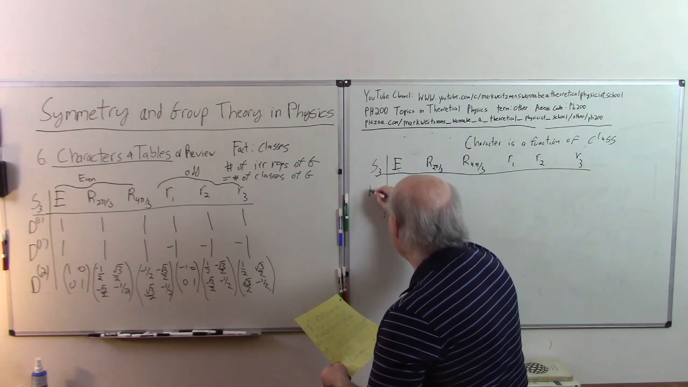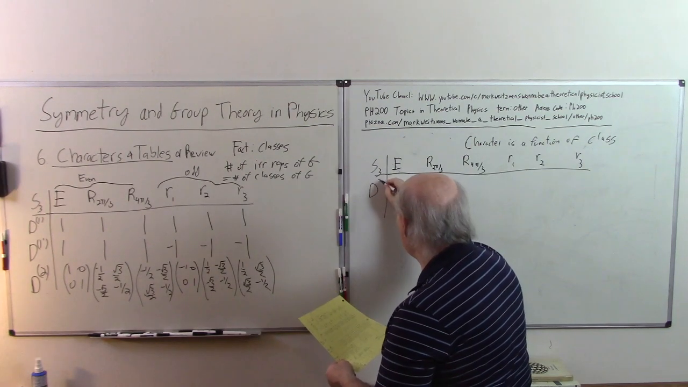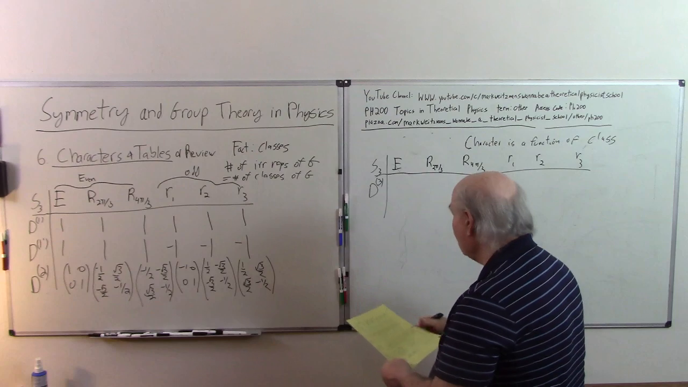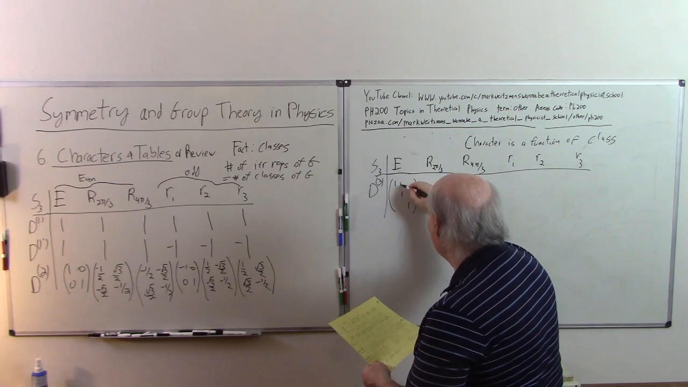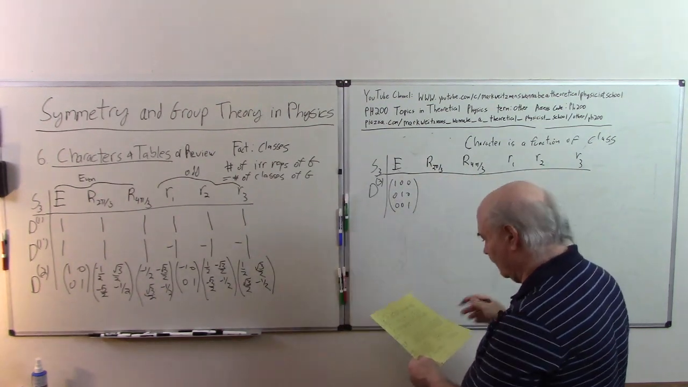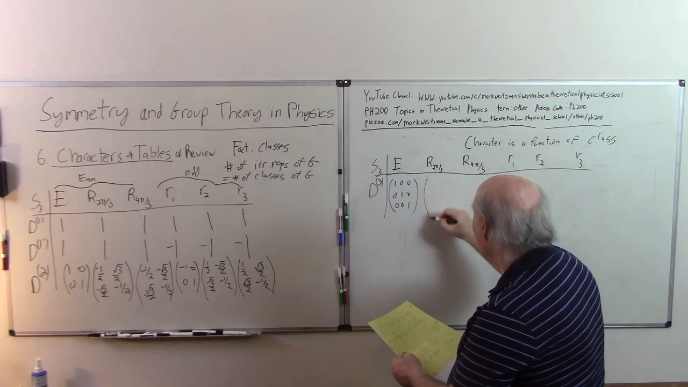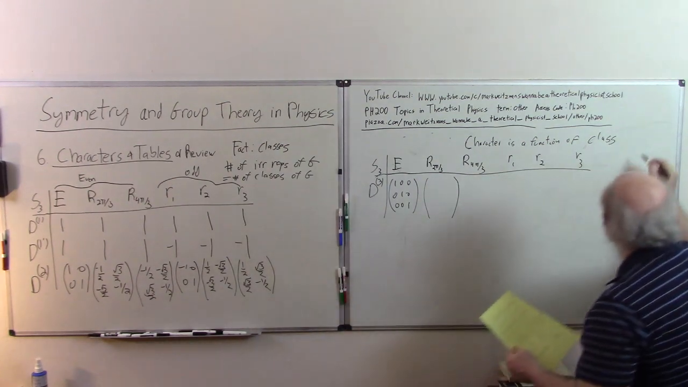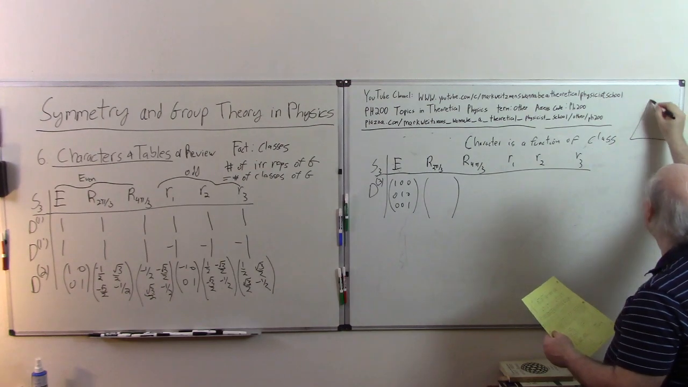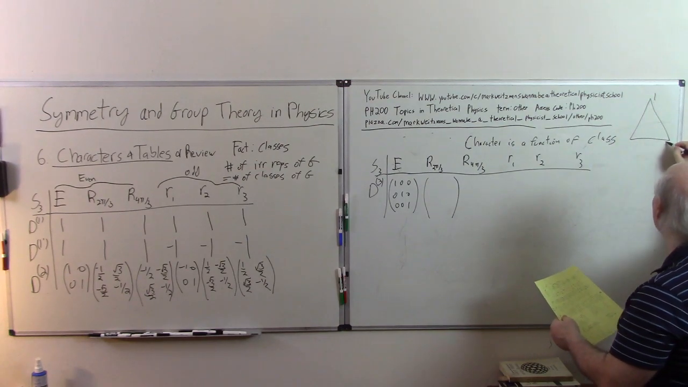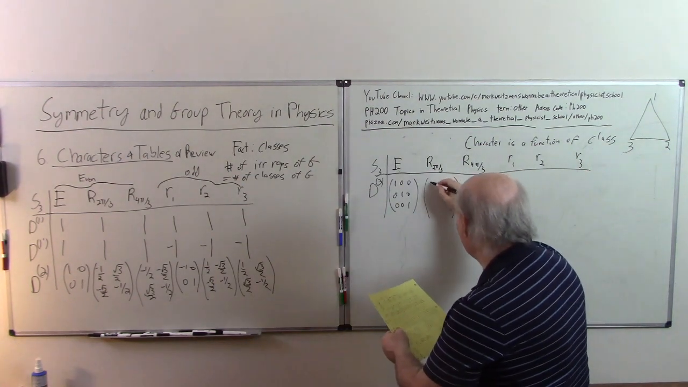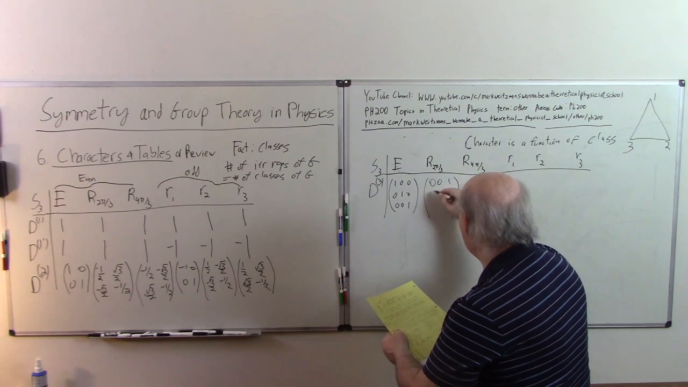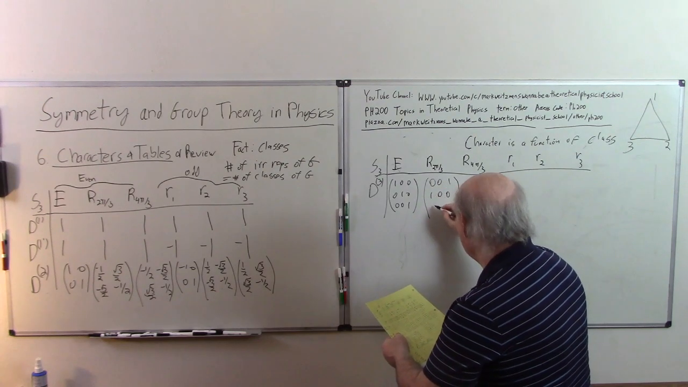Now I'm going to do the defining representation. I'll call it D3. Here we're going to have 3-dimensional matrices. As always, the identity gets the identity matrix. But now, I'm going to keep that triangle here, 1, 2, 3. So now I'm going to have 0, 0, 1, 1, 0, 0, 0, 1, 0.